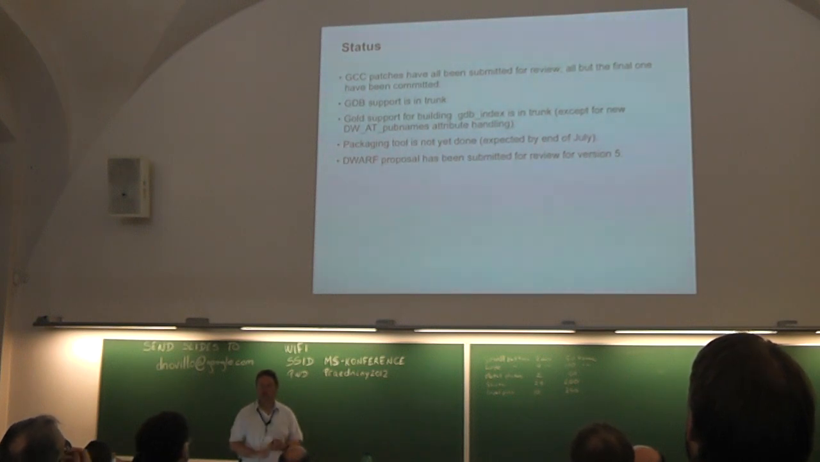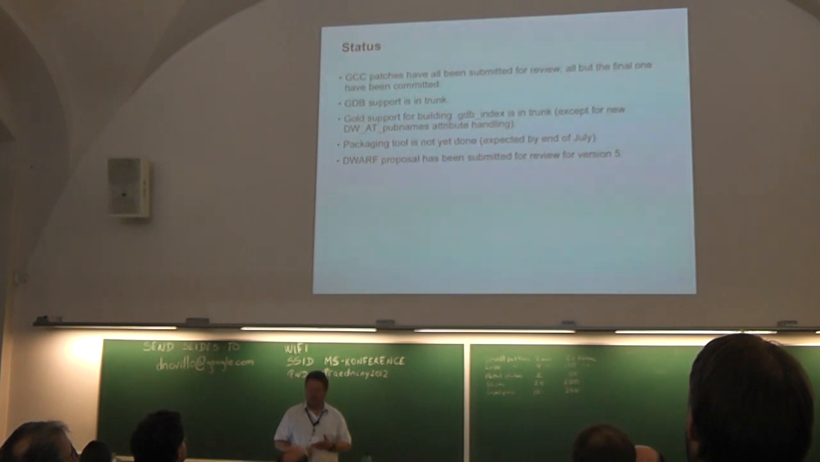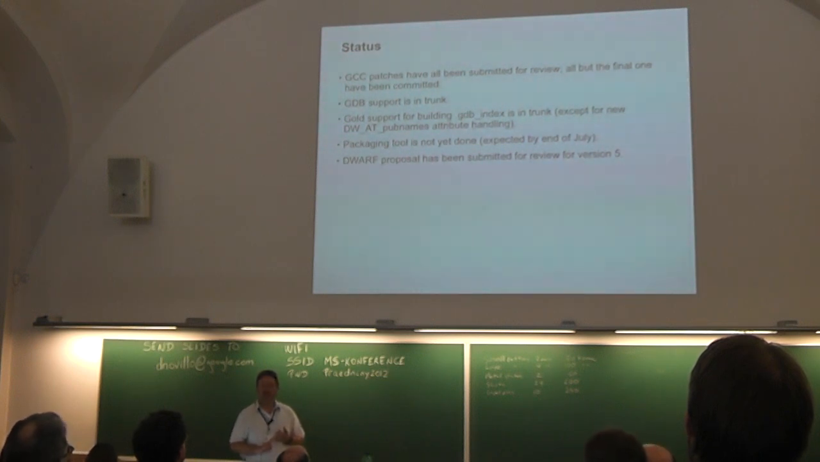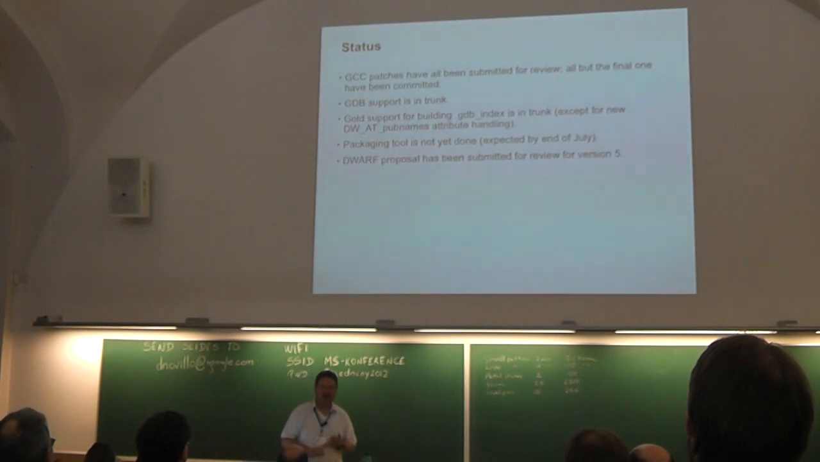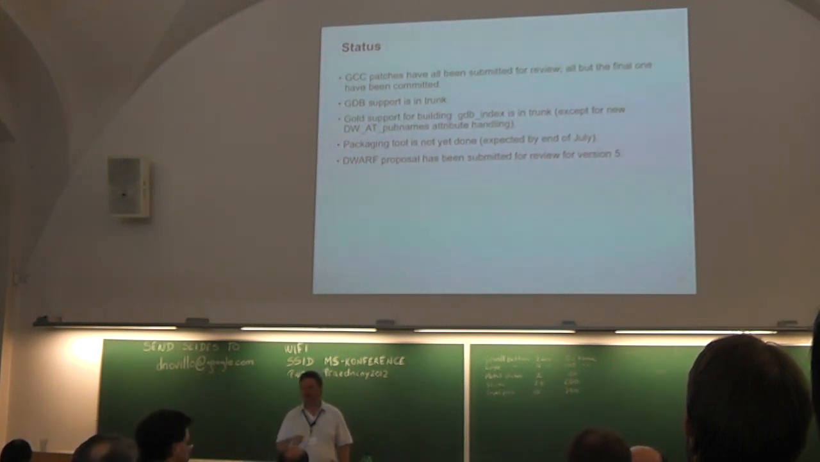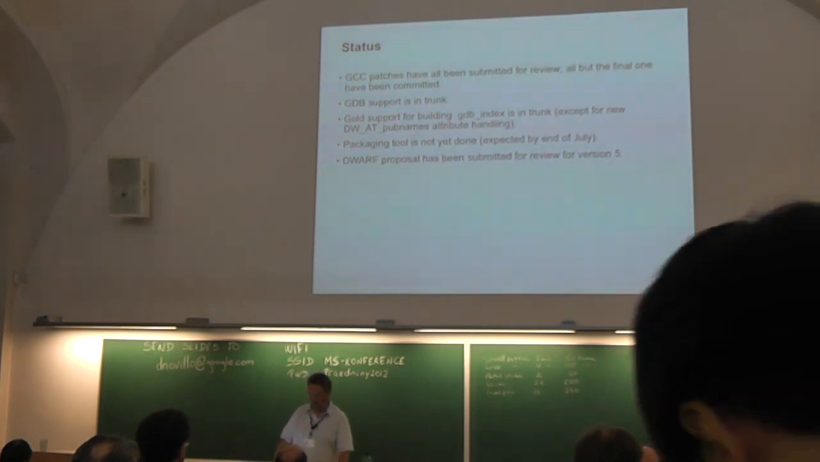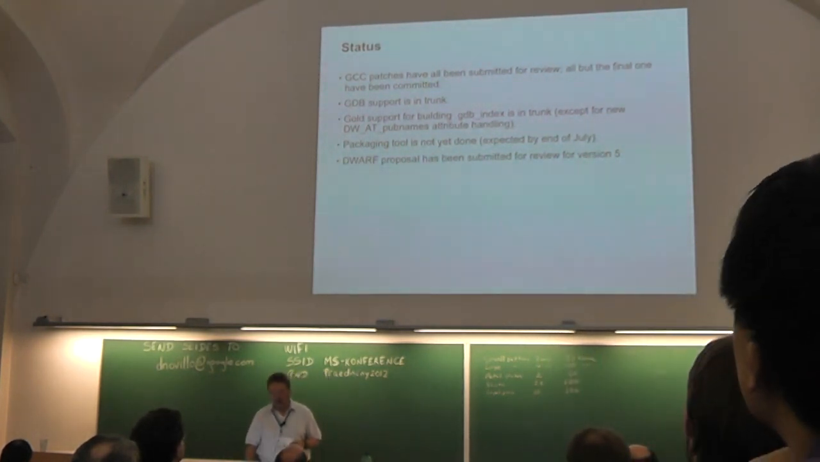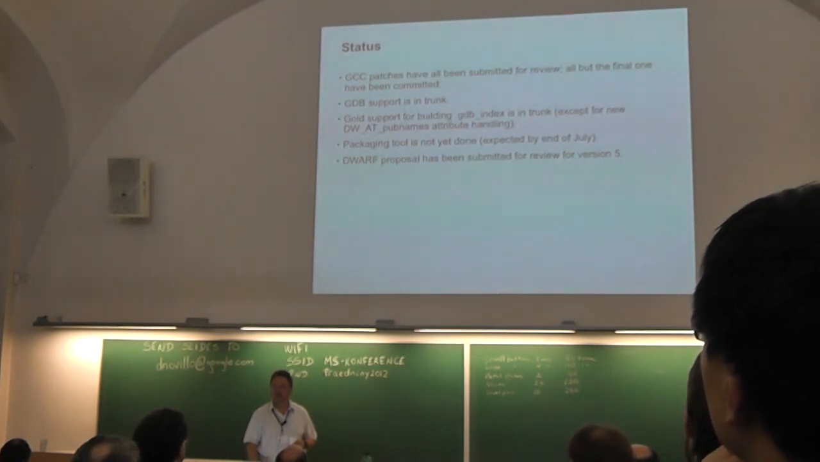The status right now is we've submitted all the GCC patches. All but the last one have been approved and committed. The last one's still under review. We've got GDB support already committed to trunk. We've got the gold support for building the GDB index committed to trunk. One of the GCC patches that went in changed the way we did pub names, the DW_AT_pubnames, to let us find associated compilation units for pub names. Support for that is not quite in yet. We don't have the packaging tool done yet, so I expect to have that done by the end of this month. And we've got the DWARF proposal under review.